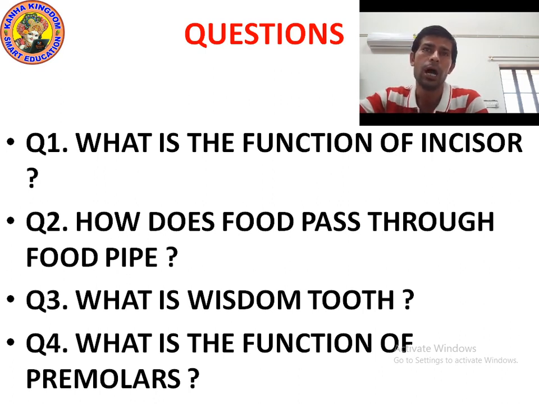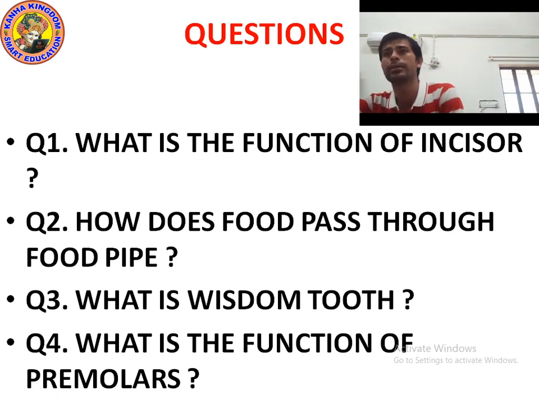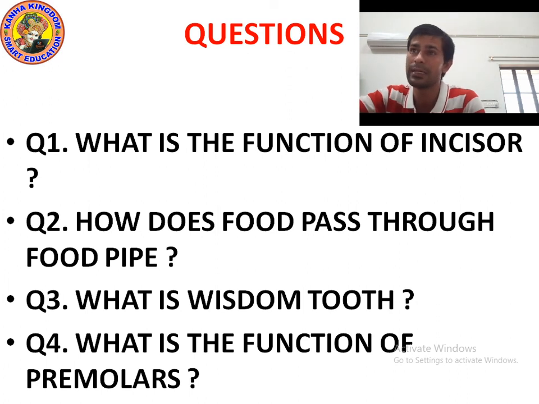Question number 2. How does food pass through the food pipe? We know the length of our food pipe is 30 centimeters. The food pipe has powerful muscles which gently push the food down by a method known as peristalsis. What is the peristalsis method? Contraction and relaxation of muscles in a rhythmic fashion to facilitate the forward movement of food.